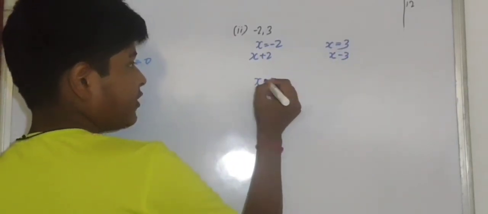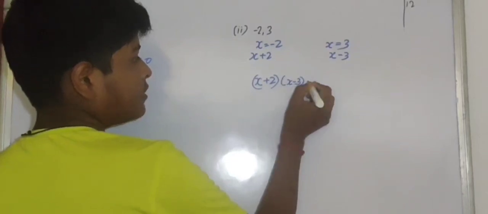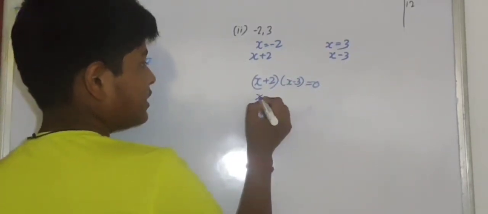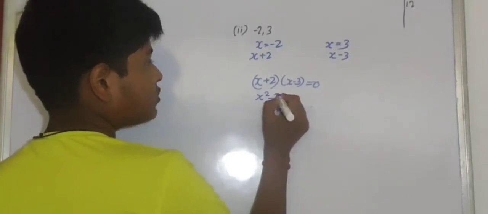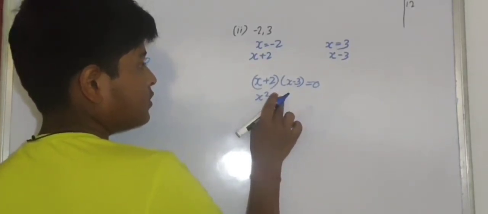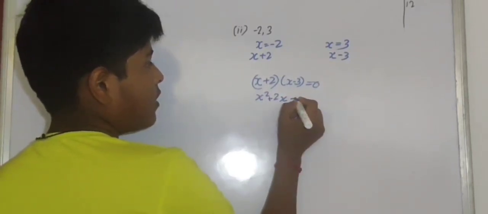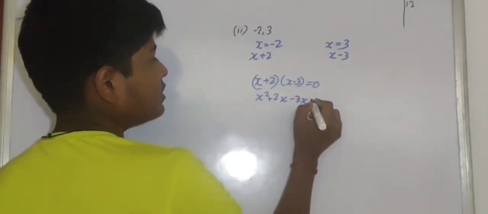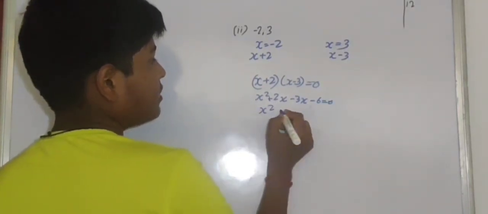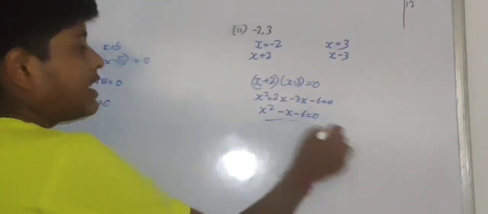So now framing it as an equation is equal to 0. So open the brackets, x square minus 2 plus 2x minus 3x and minus 6 is equal to 0. It will be x square minus x minus 6 is equal to 0, and this is the final answer.